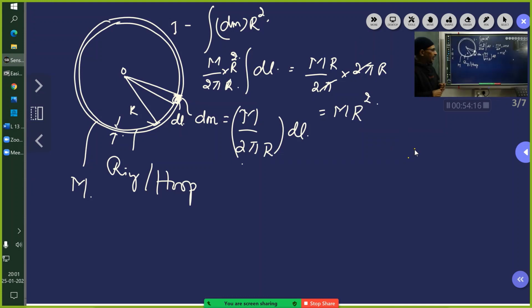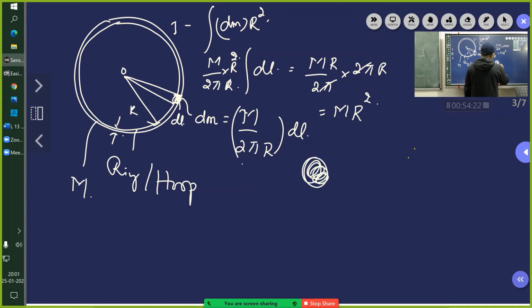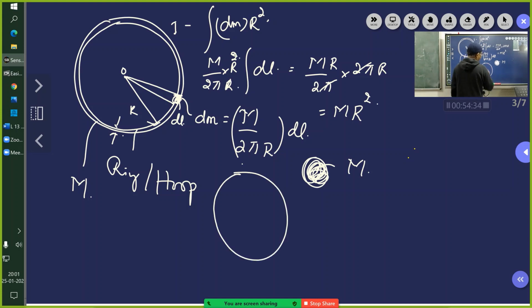Now one more thing I am telling here. You should not get confused. I will give you a lump of mass m. I'll give one lump of mass, and with this mass, I will ask you to make a ring. So you will make a ring. Okay, so this will be the radius of the ring. Remember.